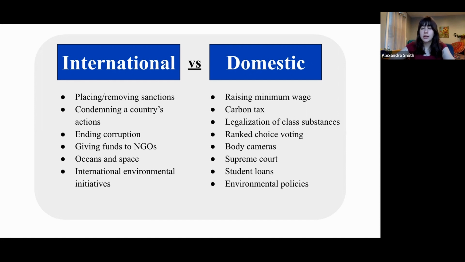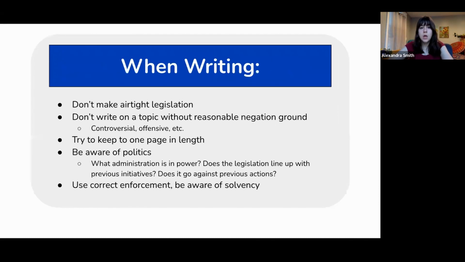If you try to do that, you're going to hit a whole bunch of constitutionality, morality, and ethical arguments that are difficult to refute, because really you are overstepping your powers. So make sure that whatever it is that you're proposing is within the power of Congress to impose and enforce. When writing, don't make airtight legislation.